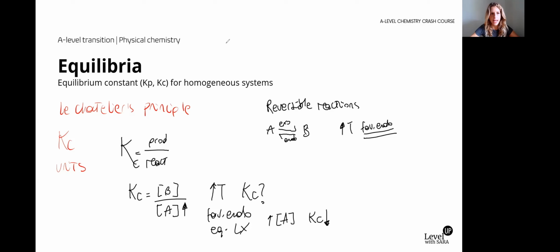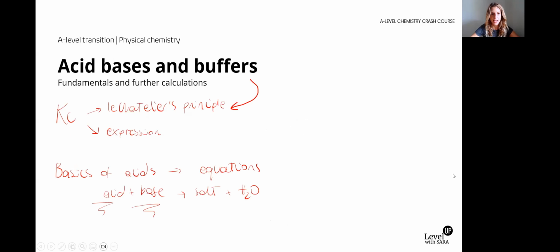I'm going to save this one and let's move on to the next one, which is acid and base. I wanted you to keep in mind for acid and base this concept of Le Chatelier's principle and the equilibrium constant. The reason is that it's super important for weak acids, and you will need to do a lot of calculation with weak acids. Can you remember the definition of weak acid? And maybe write an expression if you can.